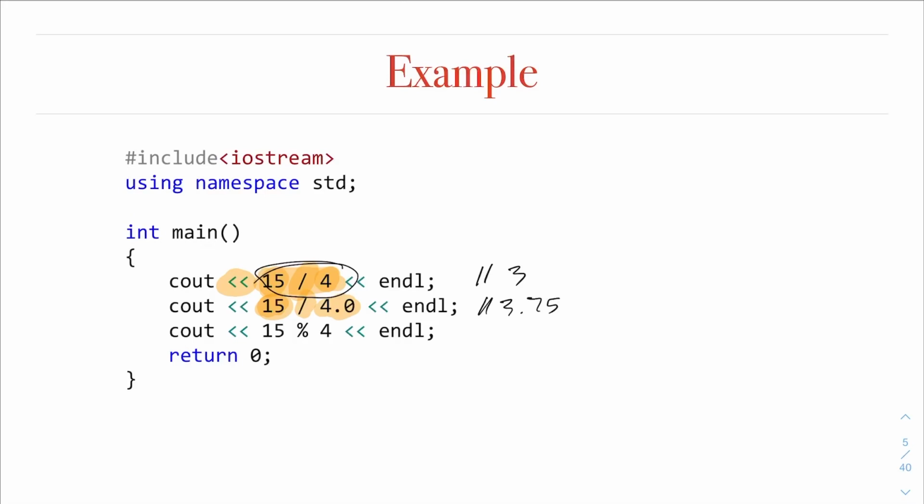It's actually a double number. Okay, the last one is easier to guess because here we have the modulo operation, therefore you will get 3, because that's the remainder of 15 over 4.